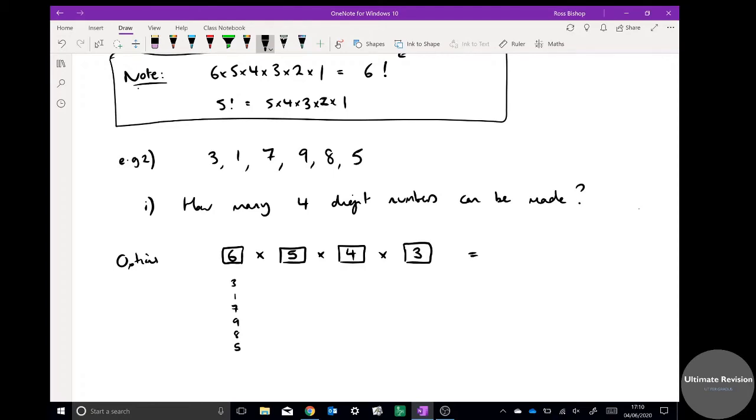And if we times all of those together, what do we get? 30 times 12, which is 360. 360 ways. So that's not 6 factorial because you haven't gone all the way down to 1. So it's 6 times 5 times 4 times 3.